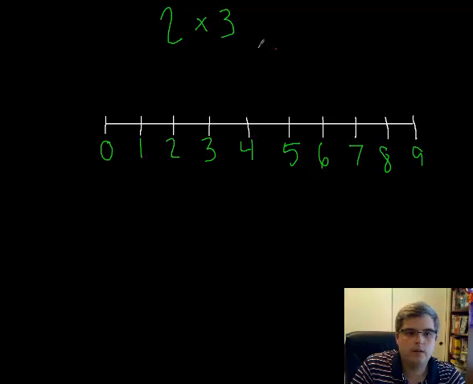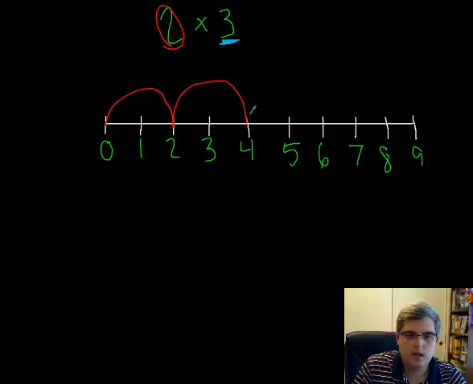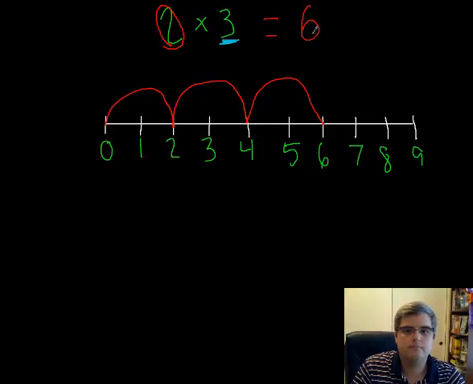So here's what I know. I know my sections are going to be 2 in size. So one section goes from 0 to 2. I also now know that there are 3 sections. So I'm going to have the sections of 2, 3 times. So there's 1, now 2, and 3. And of course the answer, as you know, is 6.